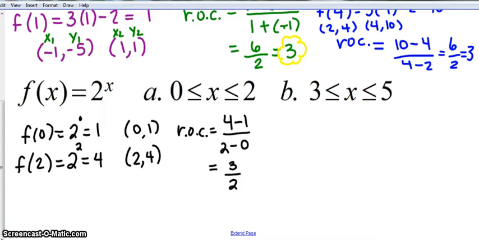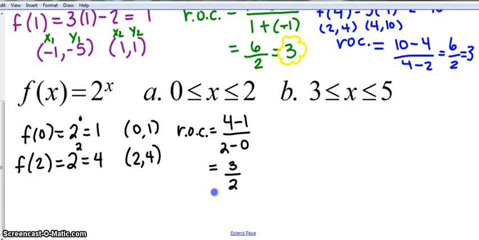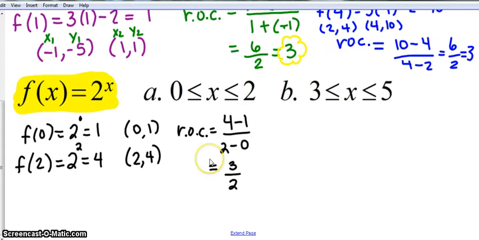Now, do you expect the answer in B to be the same, or do you expect it to be different? The way we're going to want to think about that is, what kind of function do I have? If it's linear, I expect the answers to be the same. If it's any other kind of function, I expect them to be different. Try B and come back to me.